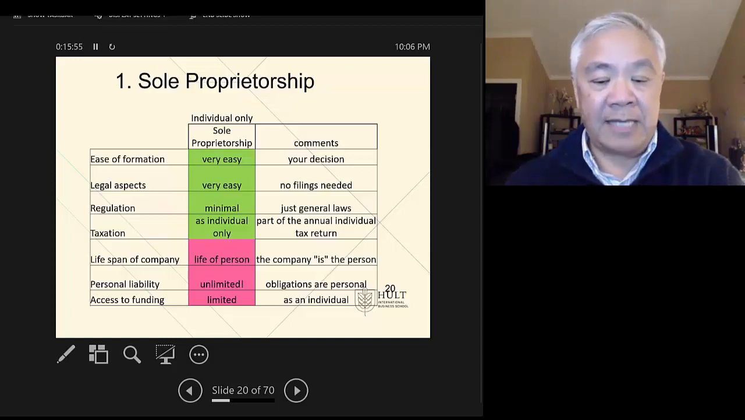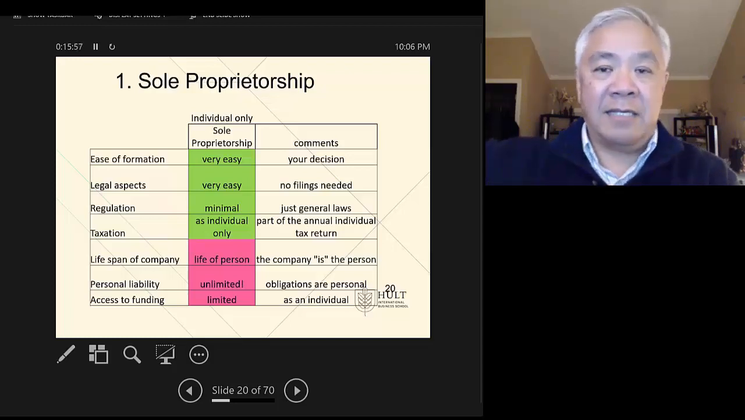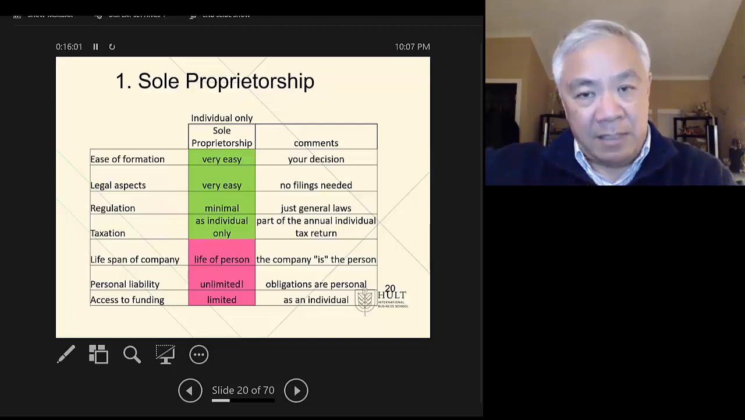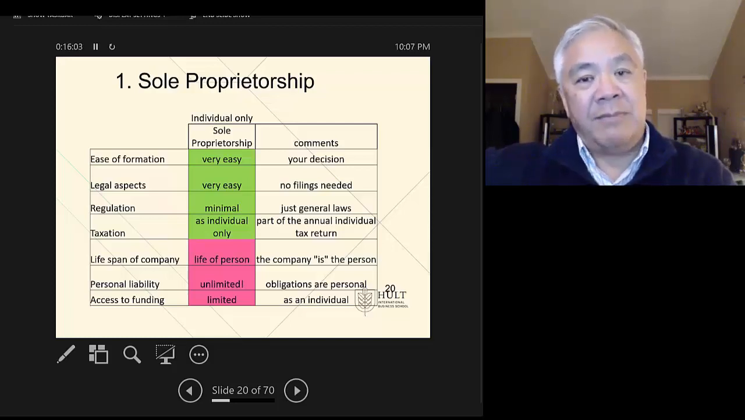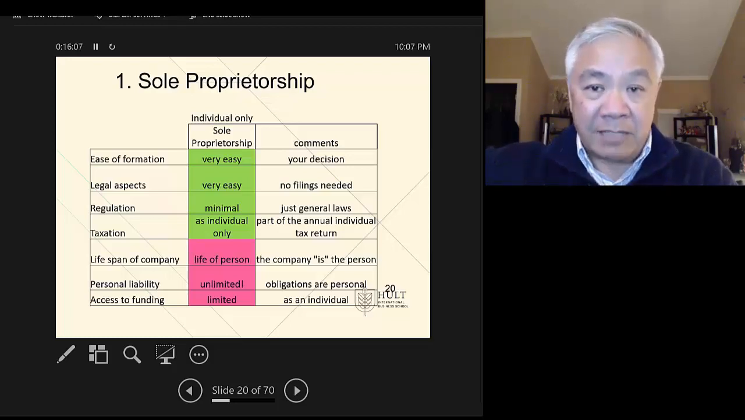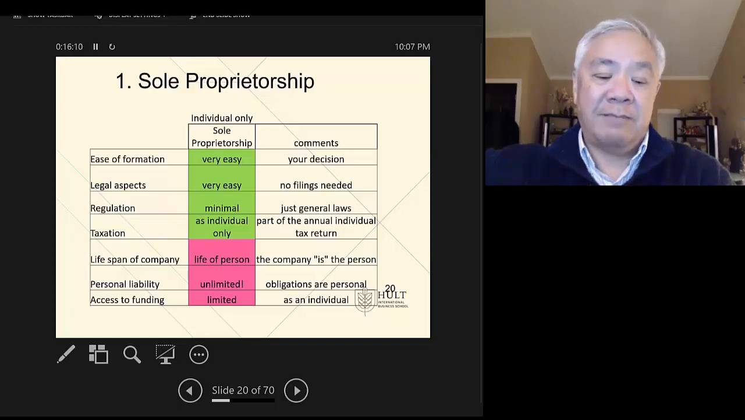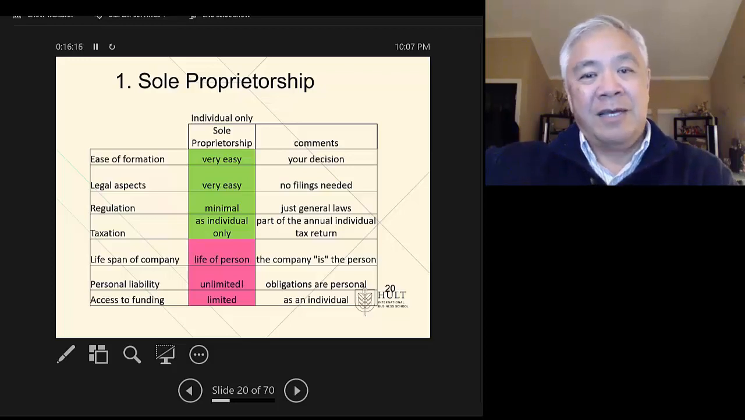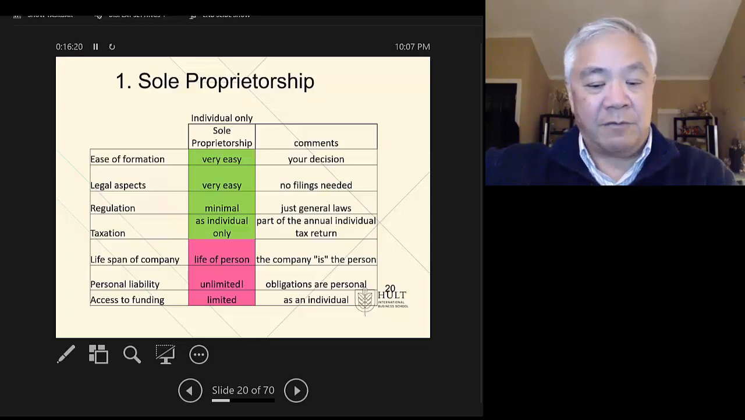the formation. Taxation, you're taxed as an individual, and if you have a company that is your alter ego, ABC is essentially you, you would be taxed at your individual income tax rates. So that's also very easy. Lifespan, this is a problem. You die, it's over, right? So it's completely tied to you, and of course, that goes for the life of you and the entity.